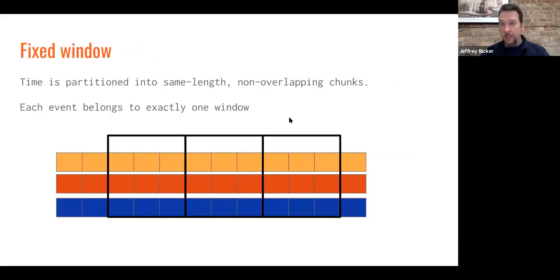So fixed windows is the first one. I missed a slide, that's why I got thrown off. So the very first way of doing windowing is fixed windows. You just take an exact time position, the same length, non-overlapping chunks of data. And you just box the data into these fixed chunks. So any event falls into exactly one window. And you can do this across streams.